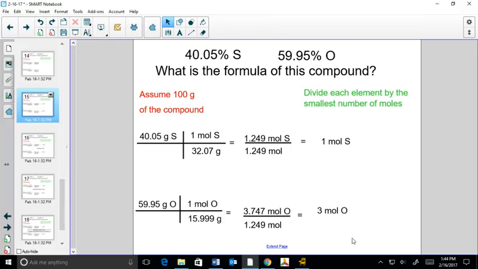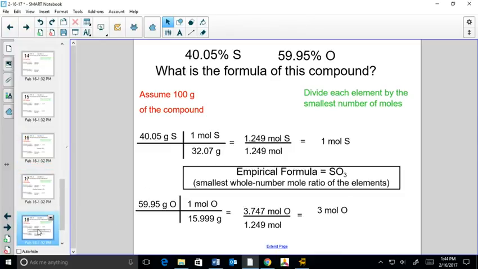And these numbers need to be whole numbers. If they aren't whole numbers, we'd have to multiply them by 2 or 3 or whatever to get a whole number. But in this case, they both came out to be exactly whole numbers. So therefore, the formula that I have for this compound is 1 S and 3 O's, so SO3. And we call that the empirical formula.